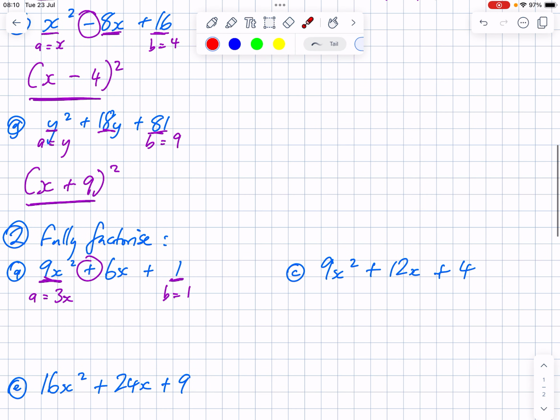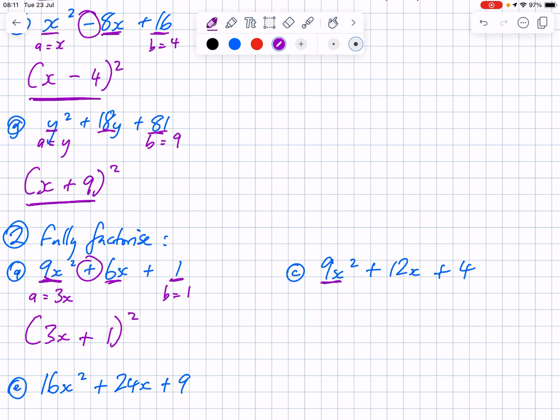2 times a times b. 2 times a is 6x times b, which is 1. 6x times 1 is 6x. So this is a perfect square situation. And my a here is 3x. And there's a plus 1 all squared.